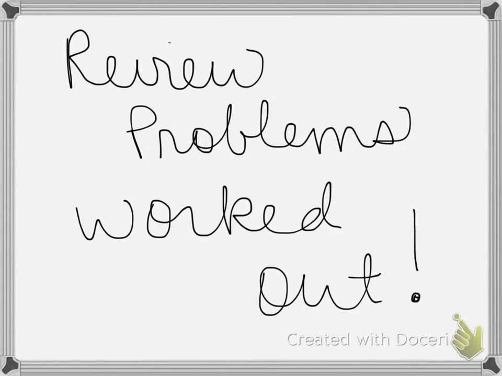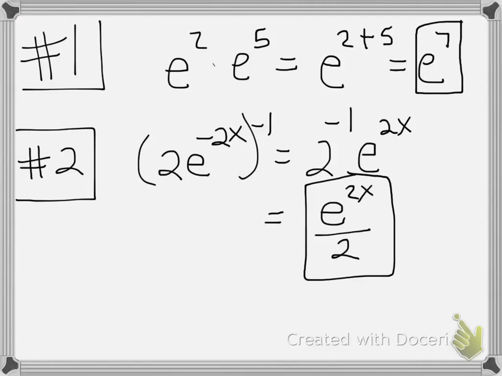Alright, I have some review problems. They're worked out for you. I've actually worked almost every problem in the review, so some of them you might want to pause and write down as we go. The number one problem is e to the second times e to the fifth.